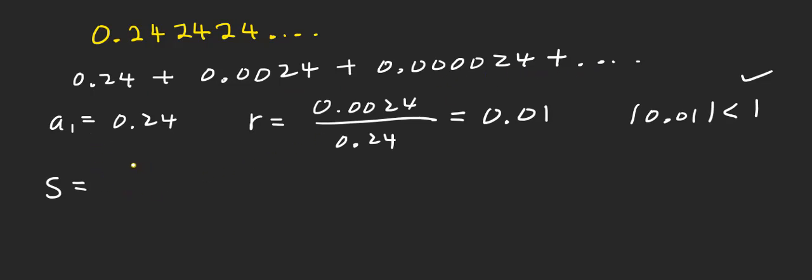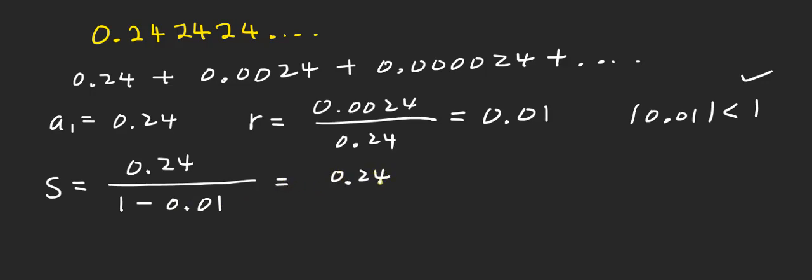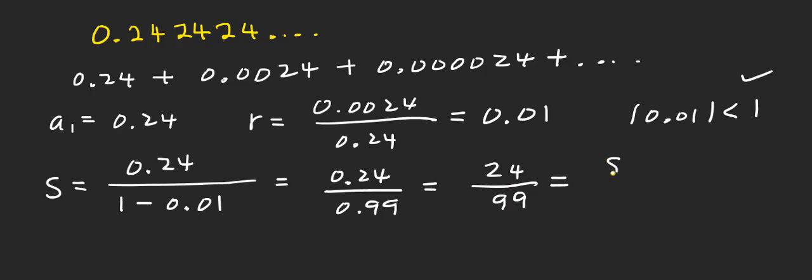It will be 0.24 divided by 1 minus 0.01, which is 0.24 divided by 0.99, which is the same thing as 24 over 99. And 3 goes into both of them, so you get 8 over 33. So if you divide 8 by 33, you will get 0.242424 and repeating.